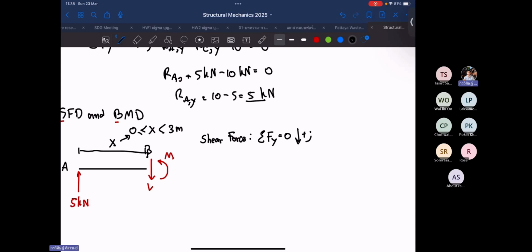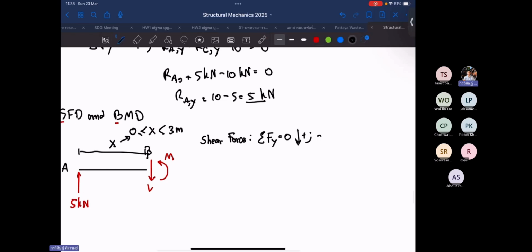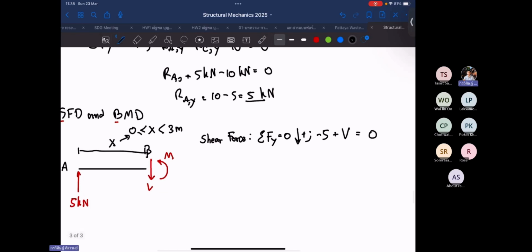Then you sum all forces in this system. Firstly, you have the support reaction upward, so this one must be negative 5. Then the remaining force is this V, so plus V, equal to 0. Then you know that V equals 5 kilonewton.